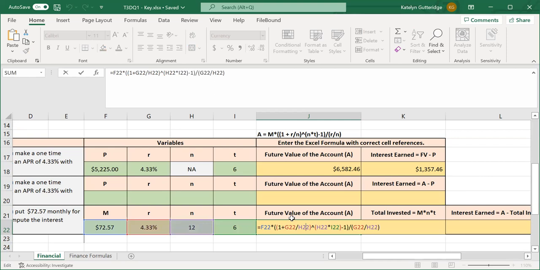All right, so there's the formula again if you need to see it again. Make sure you remember all the parentheses, all the symbols. If you get an error at the end of your formula, make sure you go back, double check those parentheses, double check the cell references.